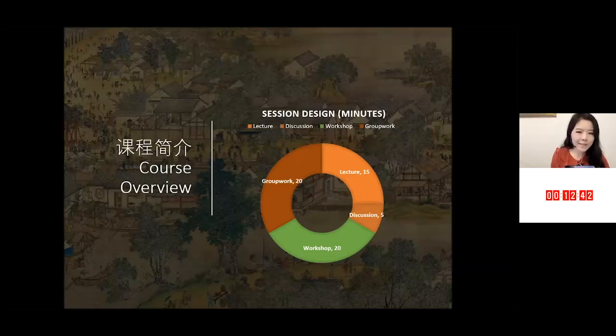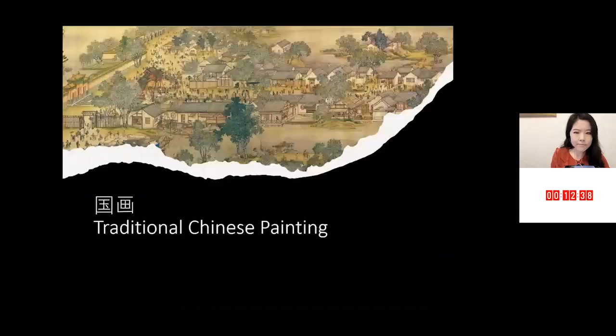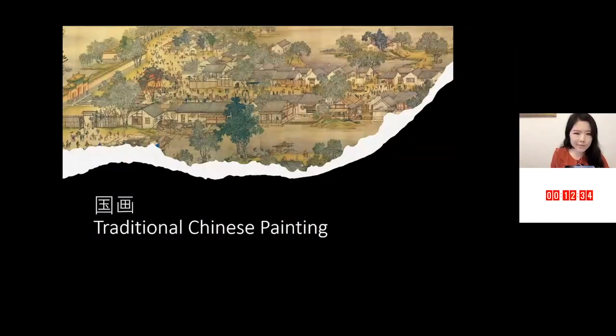Now I will start my session. Hello everyone, welcome to Confucius Classroom. In this workshop, we are going to explore a little bit of traditional Chinese painting. First, I will show some interesting facts about Chinese painting.